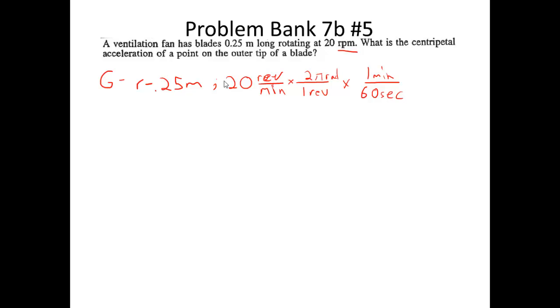So multiplying all that out, 2 pi over 3, it gives us 2.09. Now what we should have left is radians per second, which we do.